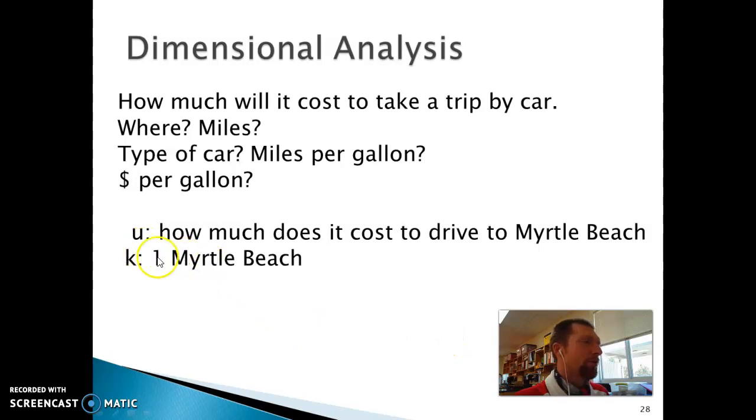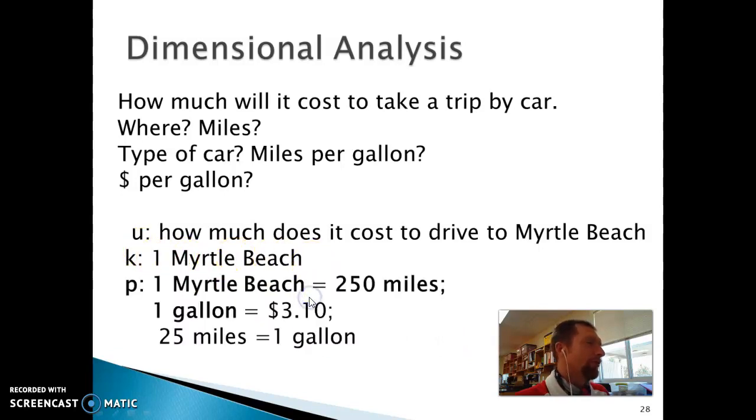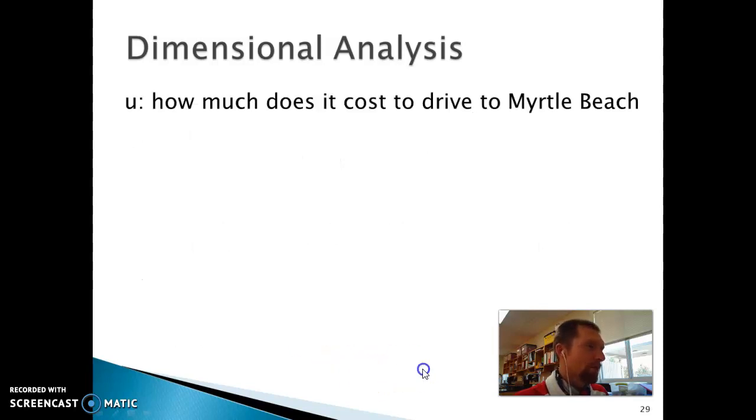So our known here is going to be 1 trip to Myrtle Beach, and then we're going to have a few conversions here. So 1 trip to Myrtle Beach, 250 miles. And we're working with a gas price of $3.10 per gallon of gas, and we're driving a car that gets 25 miles per gallon. And you hear me saying that per. So when we're talking about units where there's a per, like if it's 25 miles per gallon, that's 25 miles in one, or for each gallon of gas you burn.